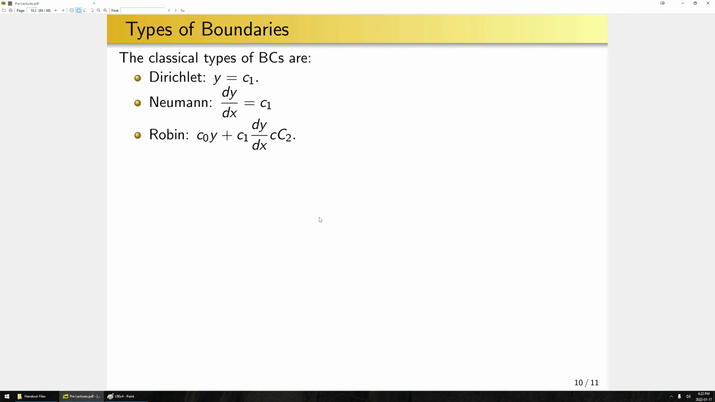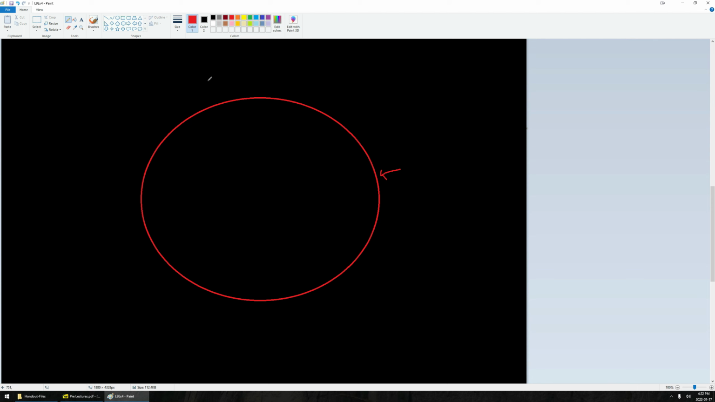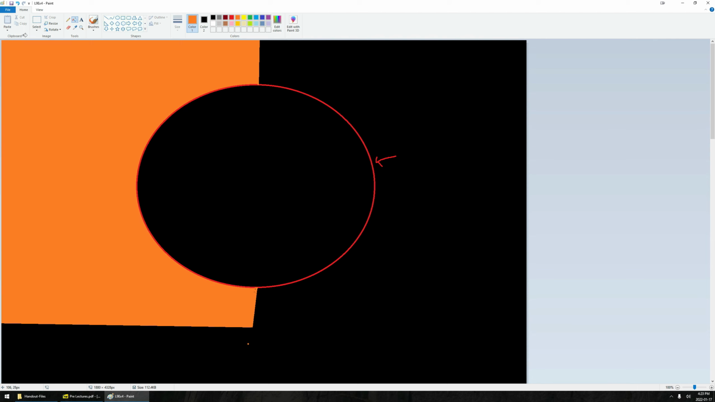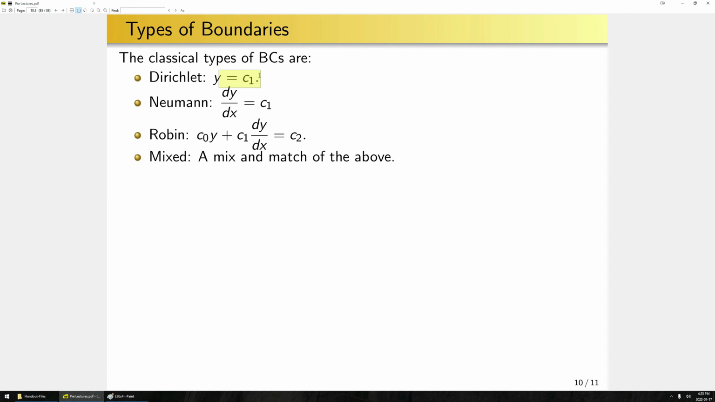Next, there's Robin conditions, where you kind of have a mixture of these. And again, these appear in lots of different cases if you have like certain advection at the boundaries. And then there's mixed conditions, say like if one half was clamped but the other side was allowed to move. For instance, say if I had something like this where, let's say the stuff on the orange half was insulated, but the stuff on the other half wasn't insulated, then on one half we would want a Dirichlet condition potentially, and the other half where it's insulated you want the Neumann condition, with C1 being 0.